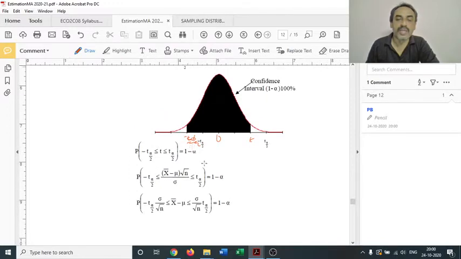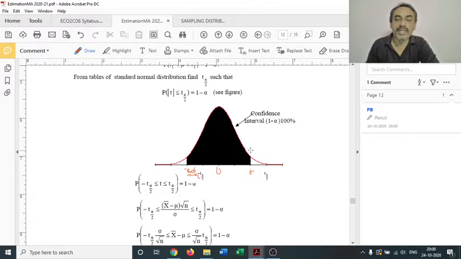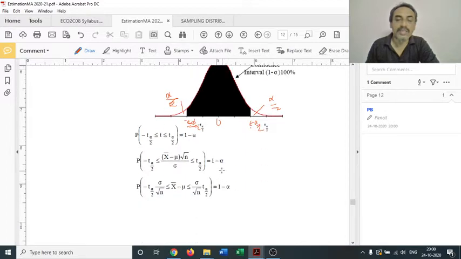t alpha by 2 is 1 minus alpha, which means that from minus infinity to minus t alpha by 2, the area will be alpha by 2. And here this area also will be alpha by 2. That is, the total of the unshaded sector's area will be alpha, and the shaded sector area will be 1 minus alpha. That is, the probability from the shaded sector's starting point minus t alpha by 2 to the shaded sector's ending point plus t alpha by 2 is 1 minus alpha.